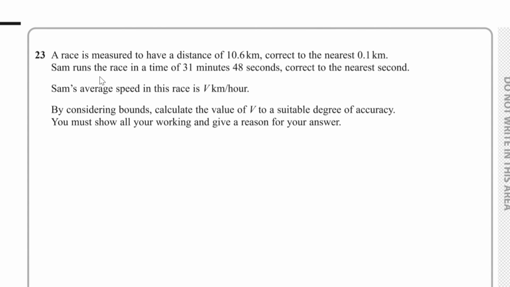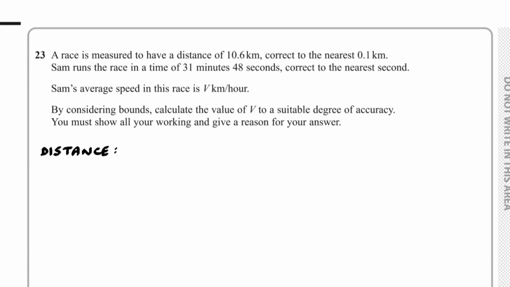Question number 23. A race is measured to have a distance of 10.6 kilometers correct to the nearest 0.1 kilometers. Sam runs the race in a time of 31 minutes 48 seconds correct to the nearest second. Sam's average speed in the race is v kilometers per hour. By considering bounds, you have to calculate the value of v to a suitable degree of accuracy. You must show all your working and give a reason for your answer.